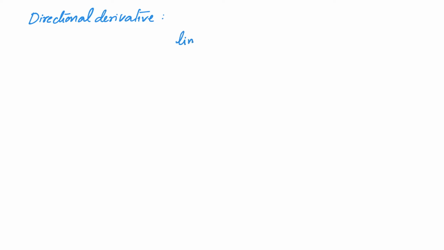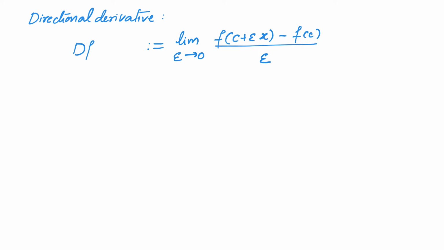We will call the limit as epsilon tends to 0 of f of c plus epsilon x minus f of c, divided by epsilon, the directional derivative of f at c along the direction x, and it is denoted as df of c comma x. Let us repeat. It is called the directional derivative of f at the point c along the direction x.